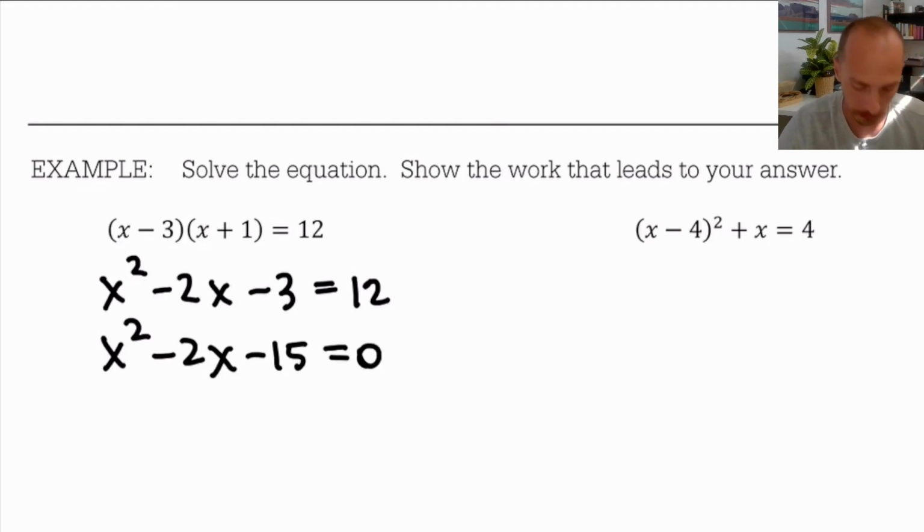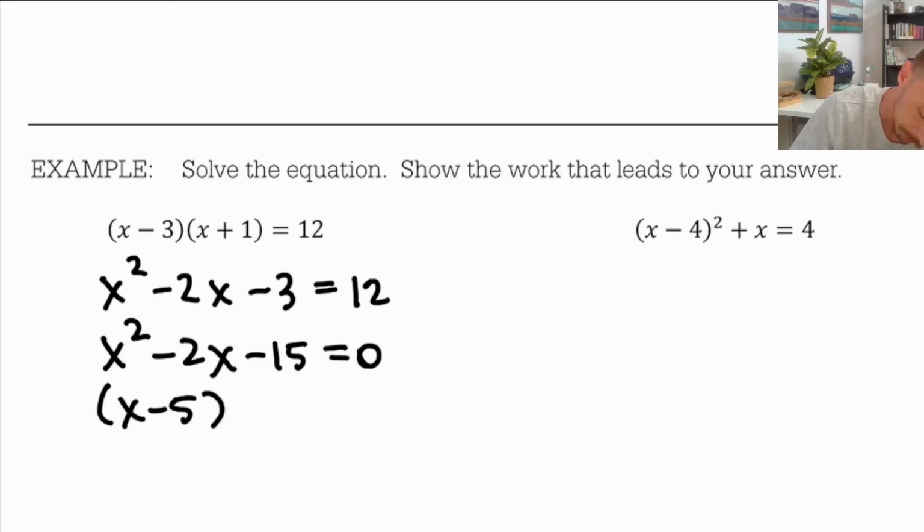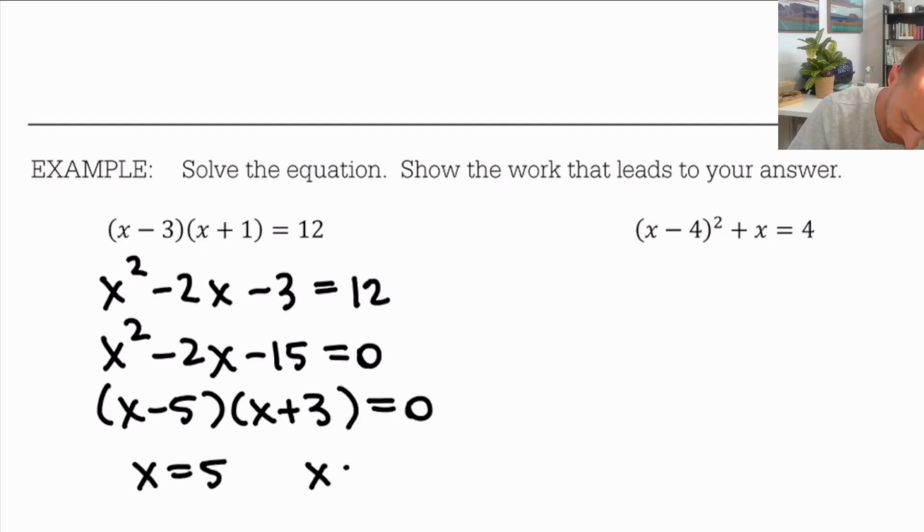And then I will factor. Okay? I'll factor this thing up. I'll look for 2 numbers that multiply to negative 15. It's got to be 5 and 3 somehow, and add to negative 2. Yeah, so it's going to be negative 5, positive 3, because I've got to add to negative 2. So x minus 5, x plus 3 equals 0, and that's going to give me x equals 5 or x equals negative 3, right?